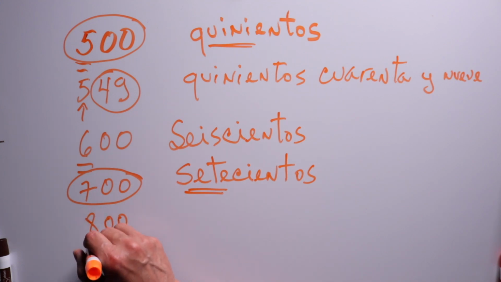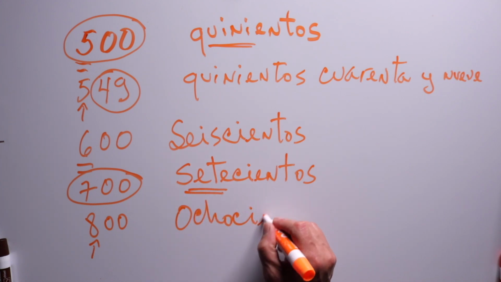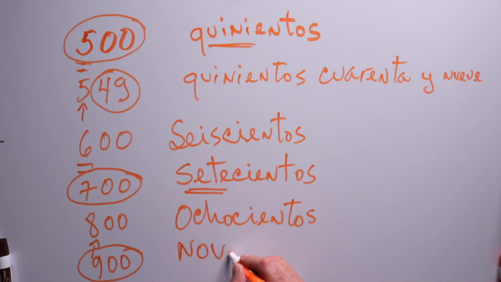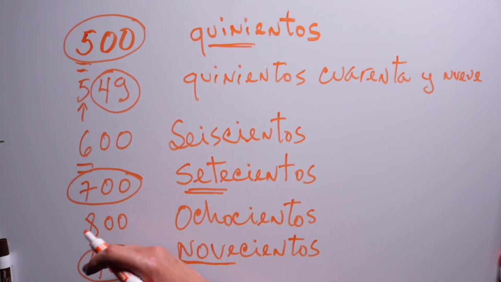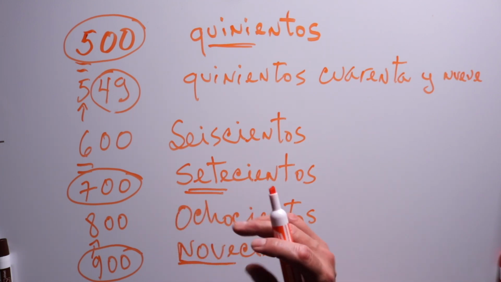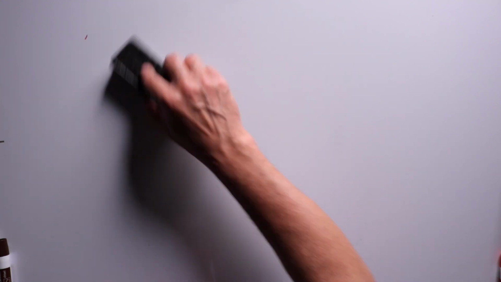Next number, what number is this? You say 8, you are right, 800, right? Correct. And the final number is another change, right? Instead of saying nueveciento, we say novecientos, 900. I will underline that. And if you had to add numbers in between, it's the same thing that we did here with 549, right? Let's move into the 1,000, and we will hit a million as well.